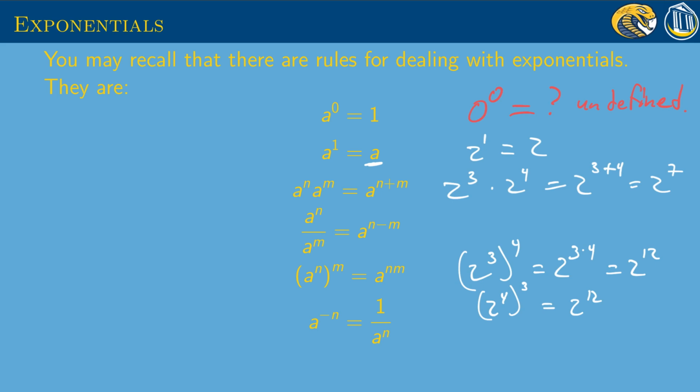And finally, if we have a negative number in our exponent, like a to the negative n, we can write it as 1 over a to the power of n. And similarly, if we already have 1 over a to the negative n, then it goes back to the numerator, and we just get a to the positive n.